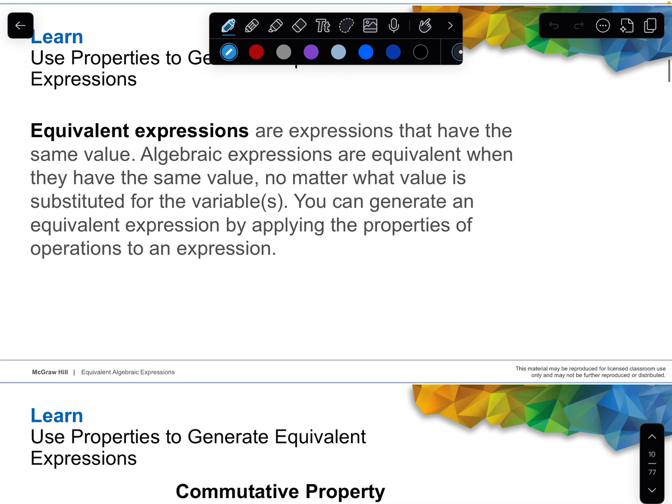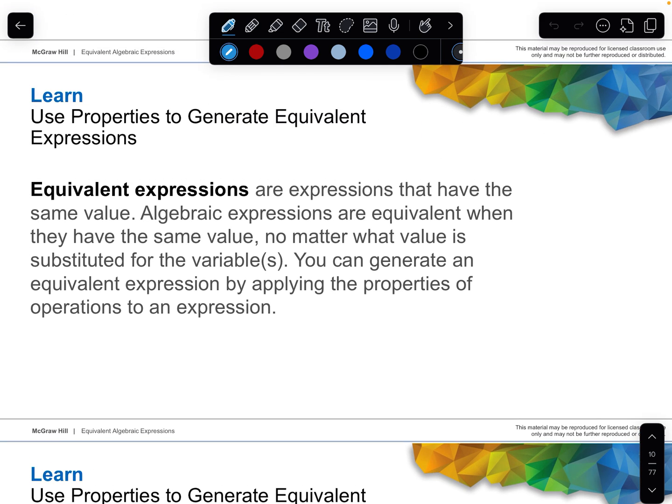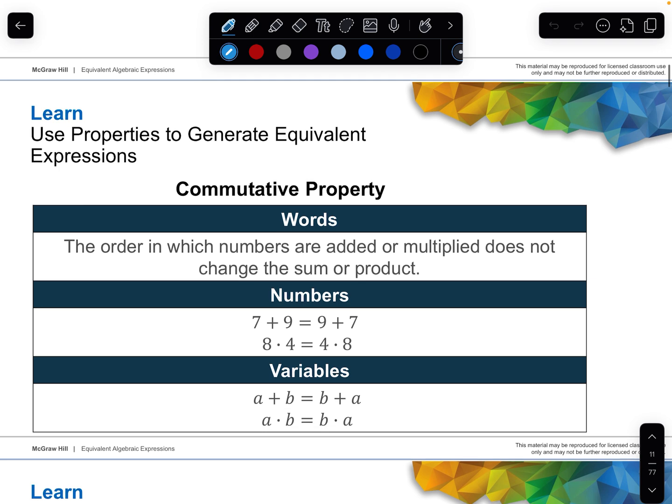Equivalent expressions are expressions that have the same value. Algebraic expressions are equivalent when they have the same value, no matter what value you put in for the variable. You substitute for the variable. And you can generate an equivalent expression by applying the properties of operations to an expression. Let's look at some of the properties.